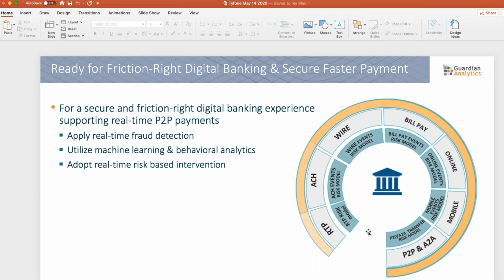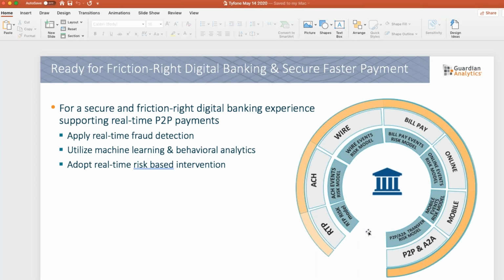So in summary, for a secure and friction-right digital banking experience, especially supporting a real-time P2P payment such as using Zelle, the key elements that we believe are applying real-time fraud detection, utilizing machine learning and behavioral analytics, so that you can always detect change in behavior and not rely on set fraud rules that require frequent updates should the fraudster change their scheme.